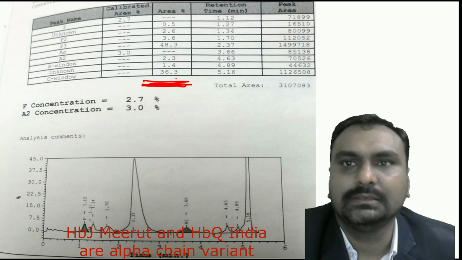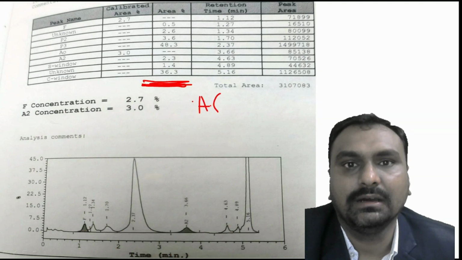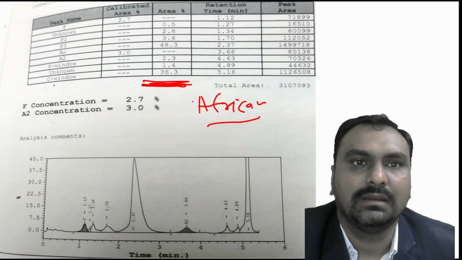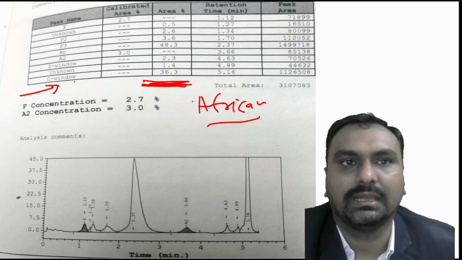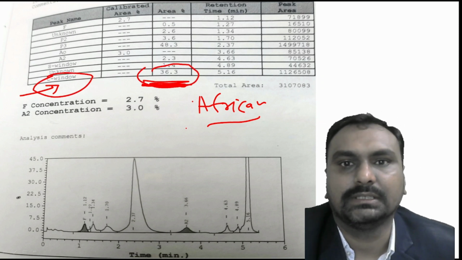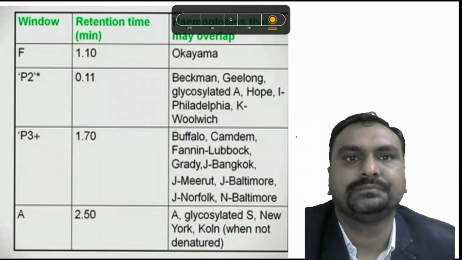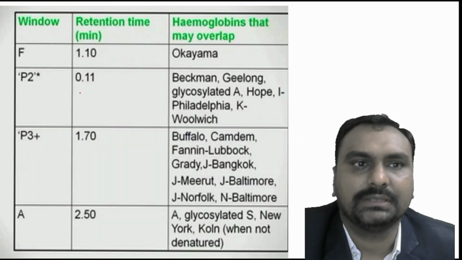Now, because of globalization, we see the HbC window also. HbC is mainly seen in African countries, but in India it can rarely be seen in patients who migrate from the African region. So 36% in the C window is suggestive of HbC heterozygous.